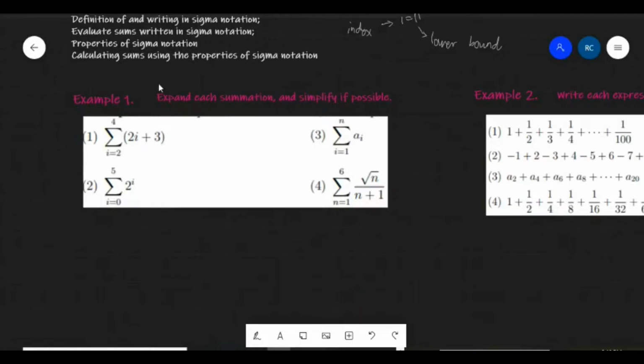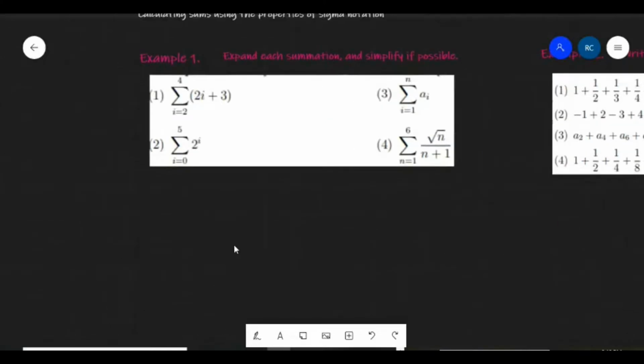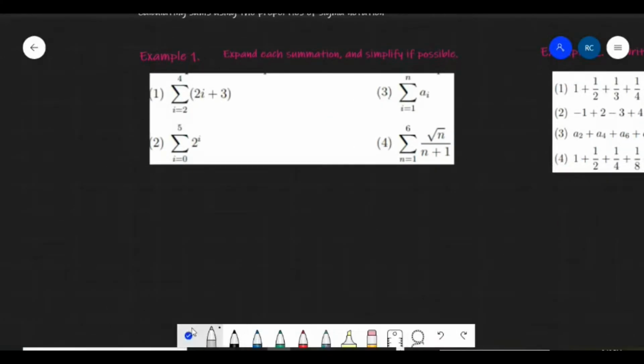Let's have an example. Expand each summation and simplify if possible. So, ang gagawin natin, ilatag na natin yung expand form. After natin expand, we have to simplify, then add yung like terms. Number 1. So, number 1, it is summation of 2i plus 3. We have to parenthesize this. From I is equal to 2 hanggang 4. So, yung I dito, ibig sabihin, babaguhin natin ng 2, 3, 4.